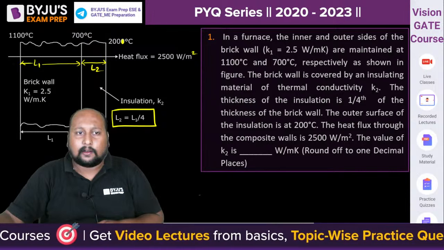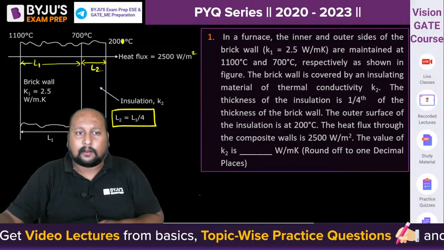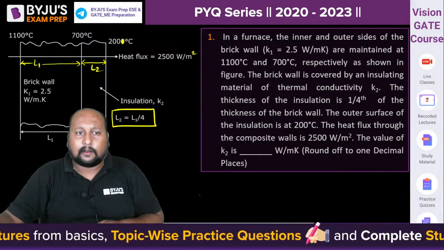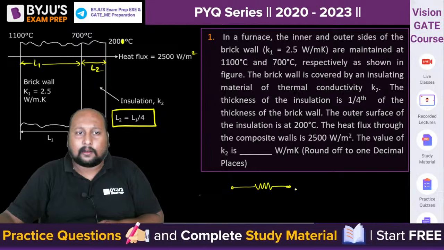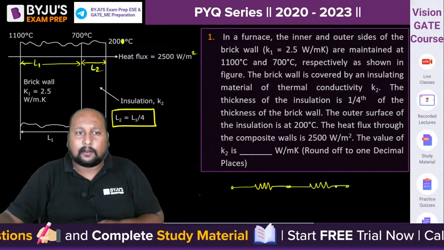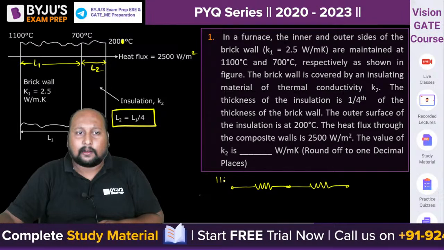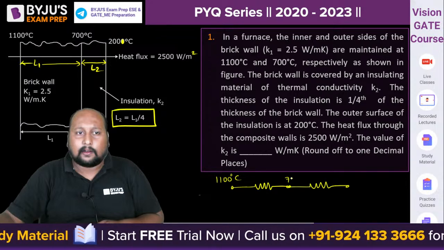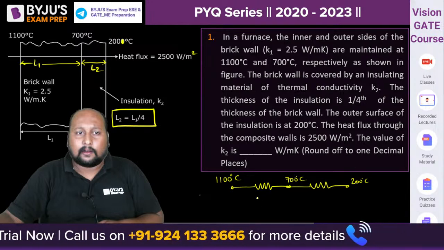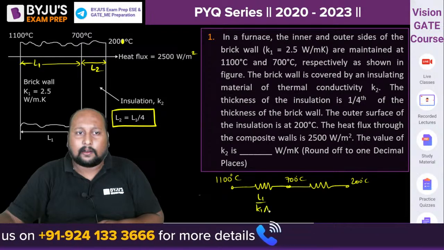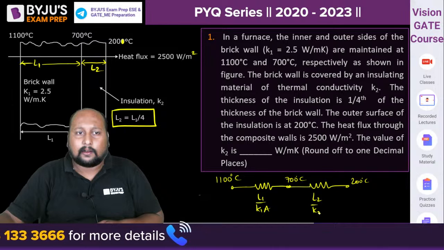Now, these are two slabs, composite slabs. So can we say these two are connected in series? If I try to draw the thermal network diagram, it basically comprises two resistances. This is your 1100 degrees Celsius, this is 700 degrees Celsius, this is 200 degrees Celsius. This is L1 by K1 into A. This is L2 by K2 into A.